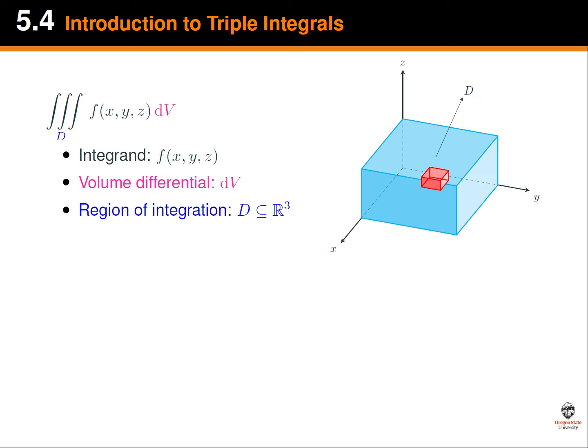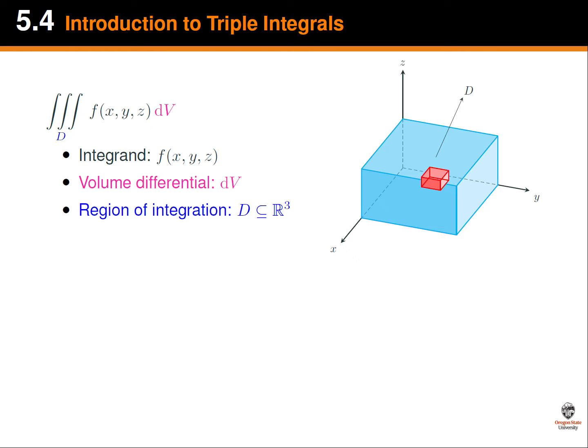First is the integrand. The integrand here is a function of three variables, but the integrand in a double integral was a function of two variables. Next is the differential volume. dV is different from dA, which was the differential area. Finally, the region of integration D here is a 3D region. In double integrals, we used the letter R because the region of integration was a 2D region.